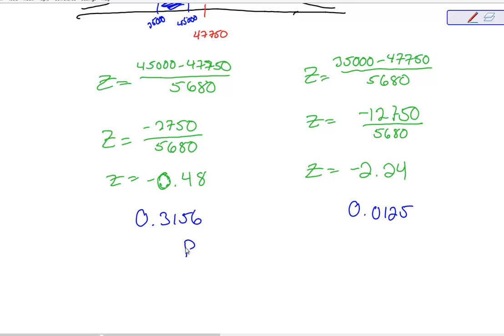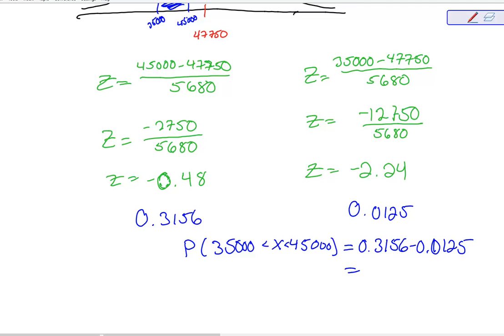And then I need to subtract these. So the probability that a teacher earns between $35,000 and $45,000 is going to be 0.3156 minus 0.0125. Subtract those out, and I get 0.3031.